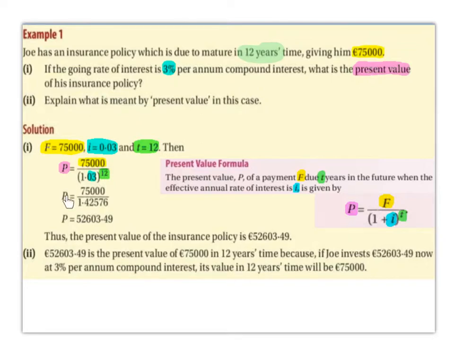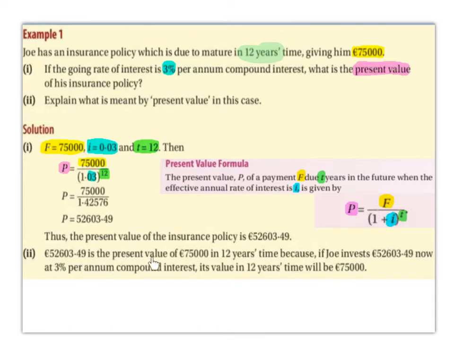This gives us P equal to 75,000 divided by 1.42576, which gives us P equal to €52,603.49. Thus, the present value of the insurance policy is €52,603.49. Part 2. Explain what is meant by present value in this case.